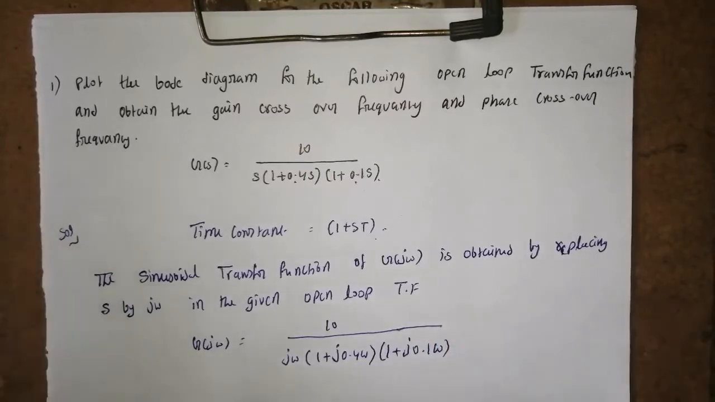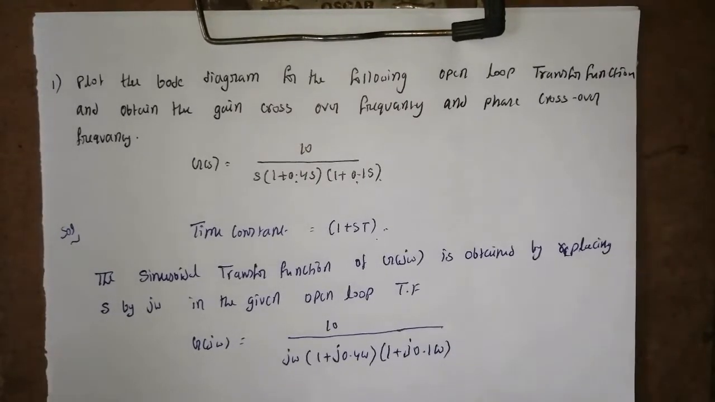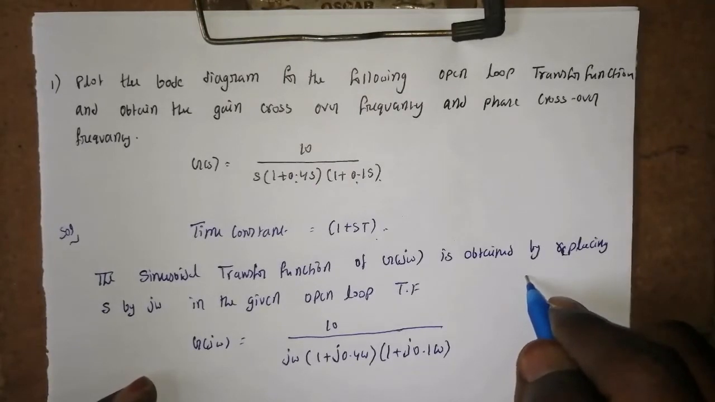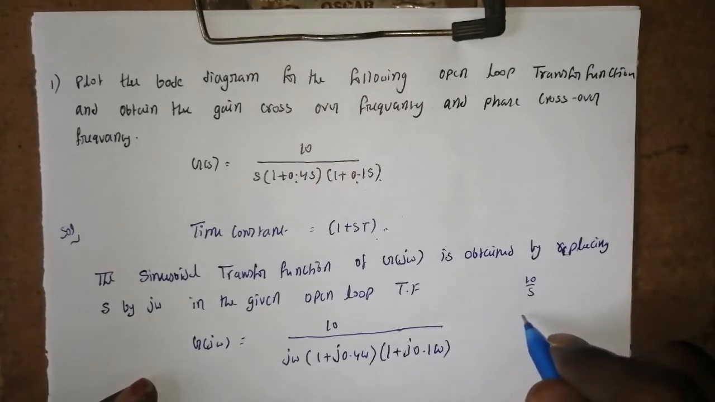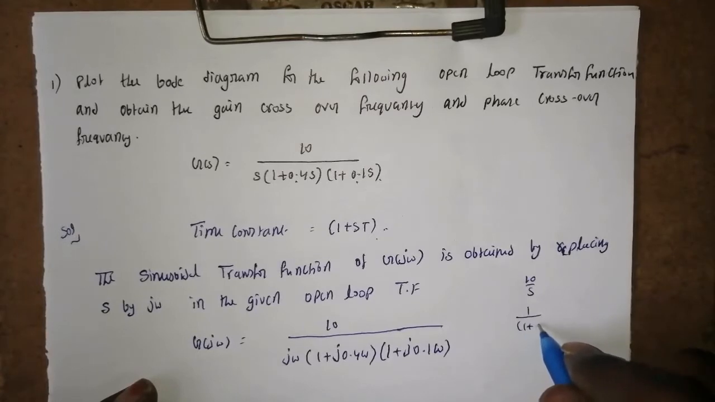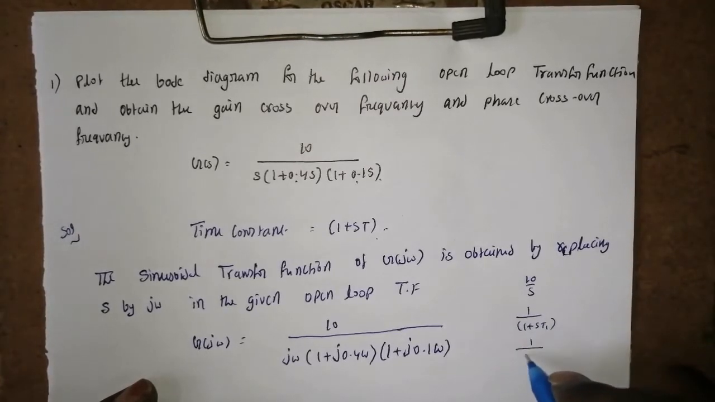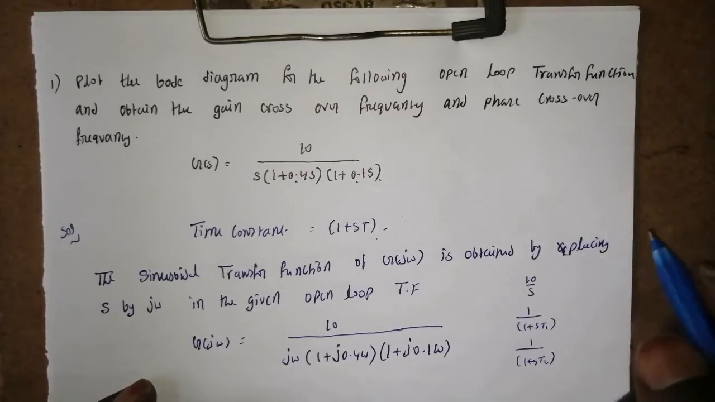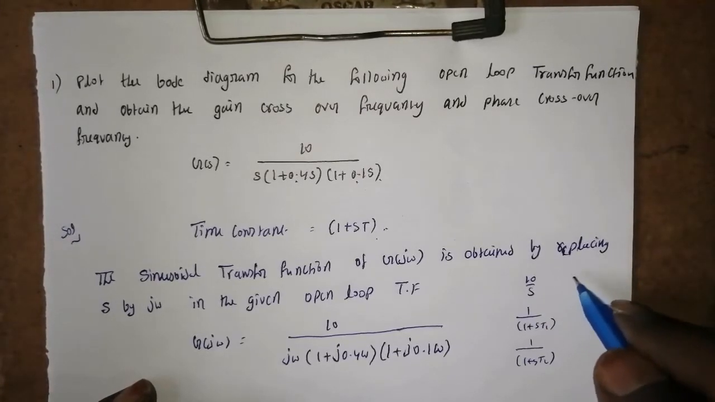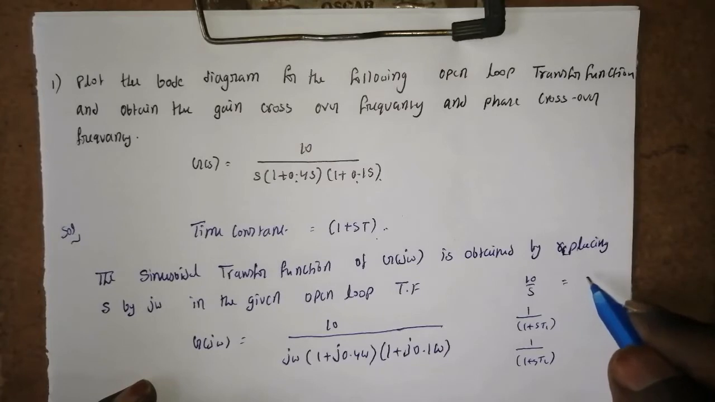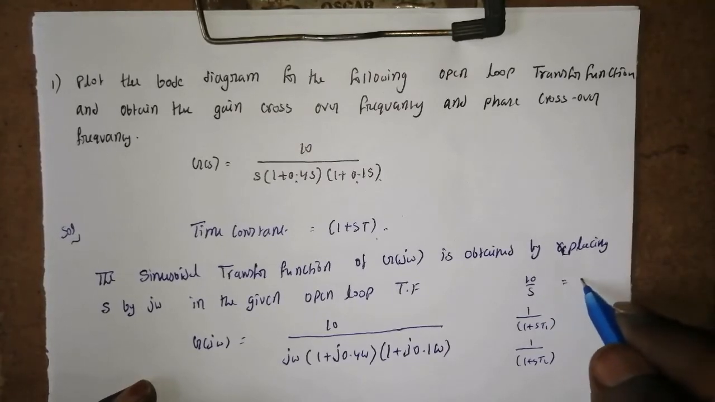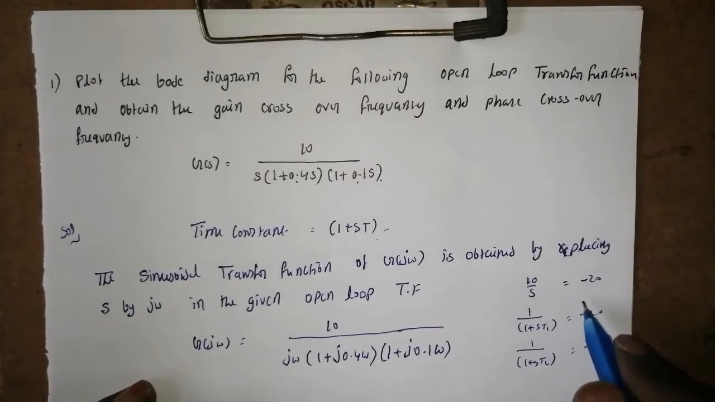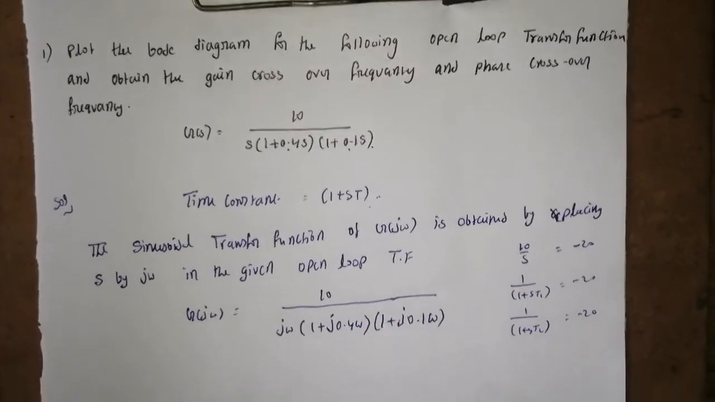If you observe this transfer function, we have three s terms. The first one is 10 divided by s, then 1 divided by 1 plus sT1, and 1 divided by 1 plus sT2. Already you know that when the s term is in the numerator, you get plus 20 decibels, but here it is 1 by s, so you will get minus 20, minus 20, minus 20. These are the slopes we can get from this transfer function.